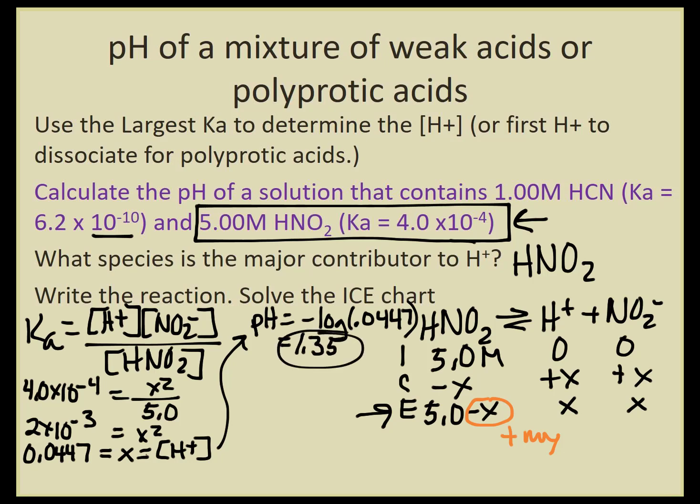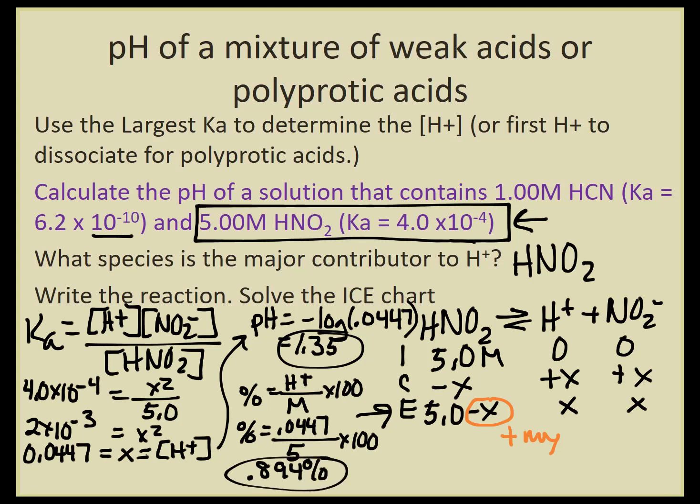We can double check that it was okay to take the shortcut. So I do this by finding the percent ionization. So let me plug my numbers in. And then I have a 0.894% ionization. That is well below the 5%. So it was just fine to take this shortcut. So there's our pH, 1.35.